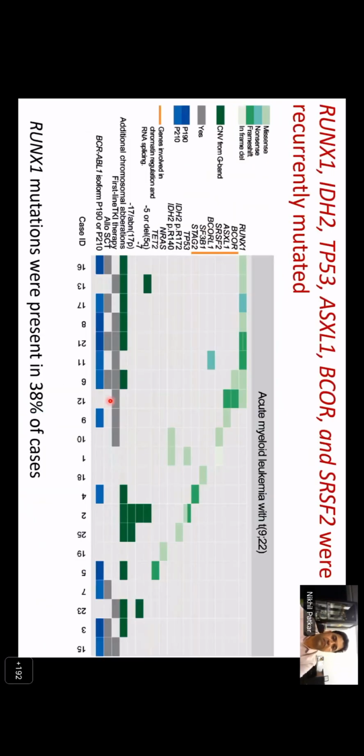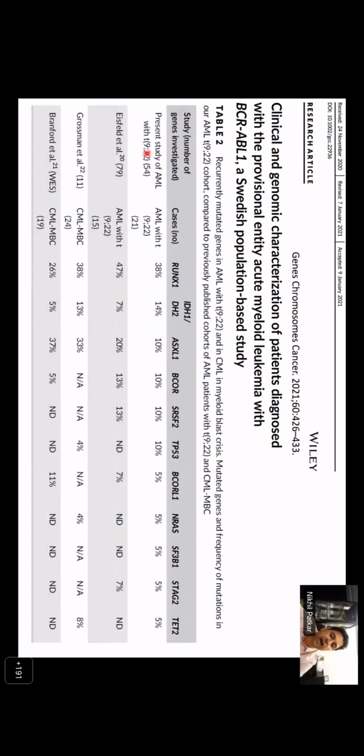When they performed genomics on these patients, they could identify that amongst these mutations, RUNX1 mutations were seen in nearly 40% of these patients. The common mutations included IDH2, TP53, ASXL1, BCOR, and SRSF2. When they compared their data with other data sets, as well as patients who had CML myeloid blast crisis, they found that the genomics of these patients were actually quite similar. So most patients had RUNX1 mutations. Patients with either CML blast crisis or with AML with t(9;22) had RUNX1 mutations, IDH1, IDH2, ASXL1 mutations, and it is really very difficult just based on the genetics to differentiate the two.